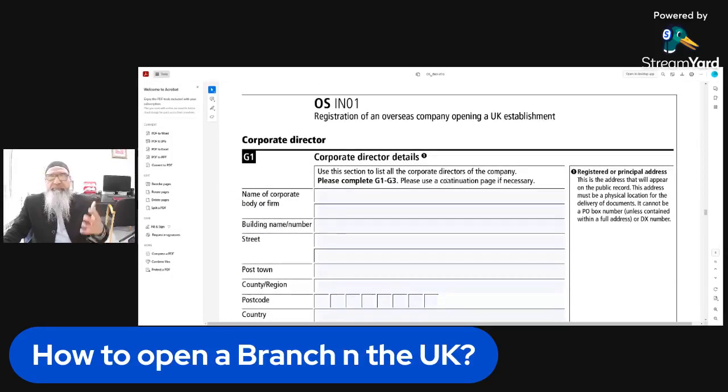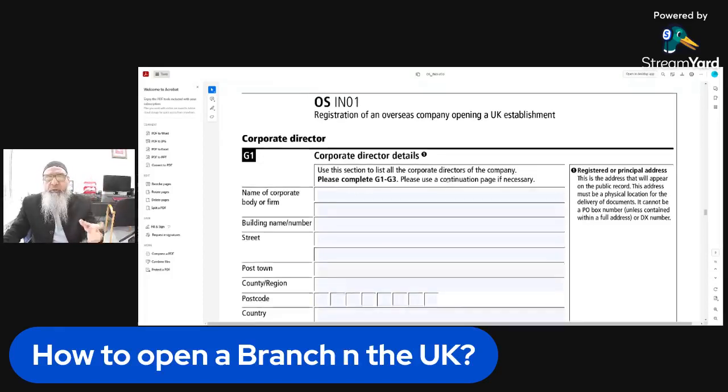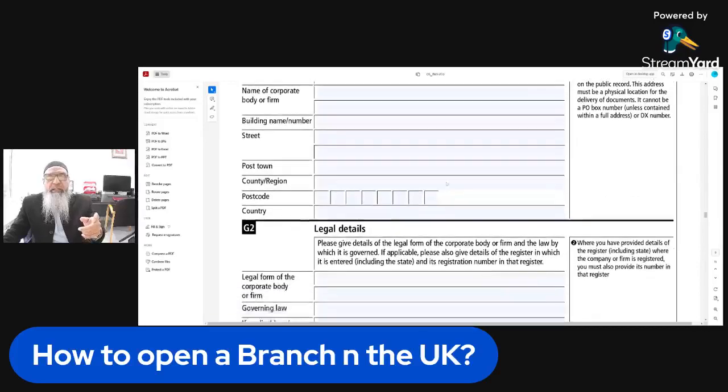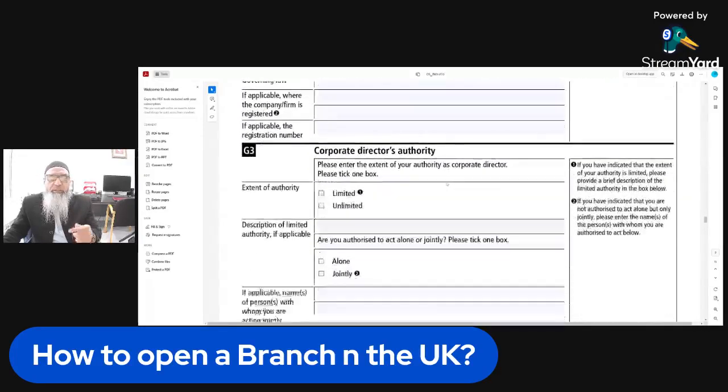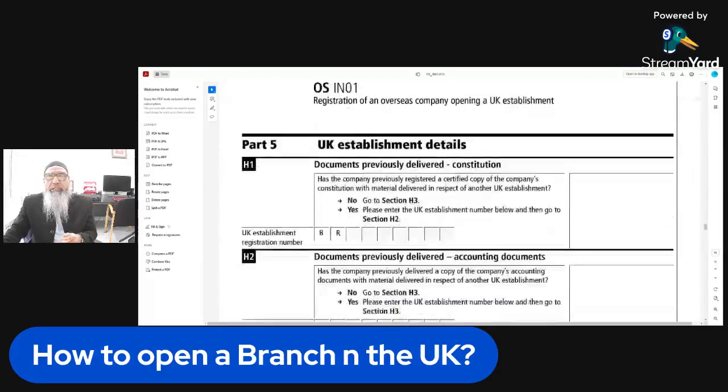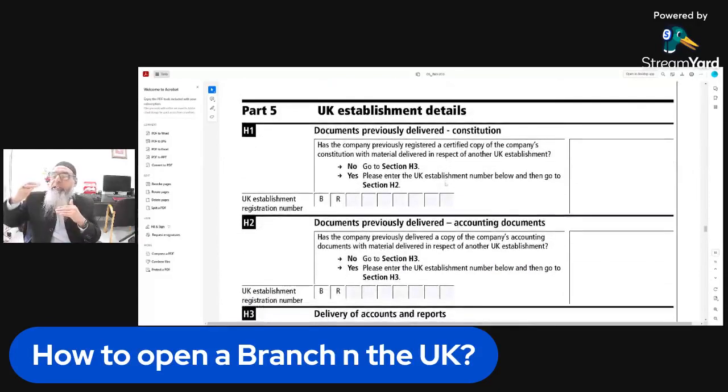Previously I said that if it is an individual human being, then we are supposed to give detail above. If it is a corporate director, we are supposed to give detail in question from G1 onwards. And then UK establishment details. So previously we were talking about parent company or principal business, that business back home, overseas country. Now we are talking about UK establishment, the branch we are going to register.